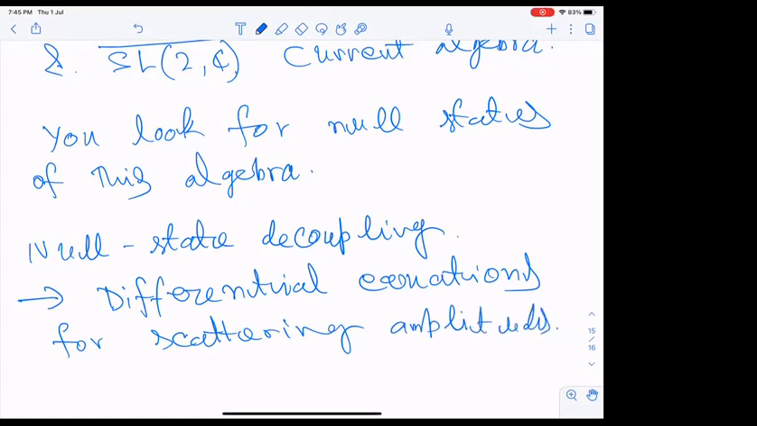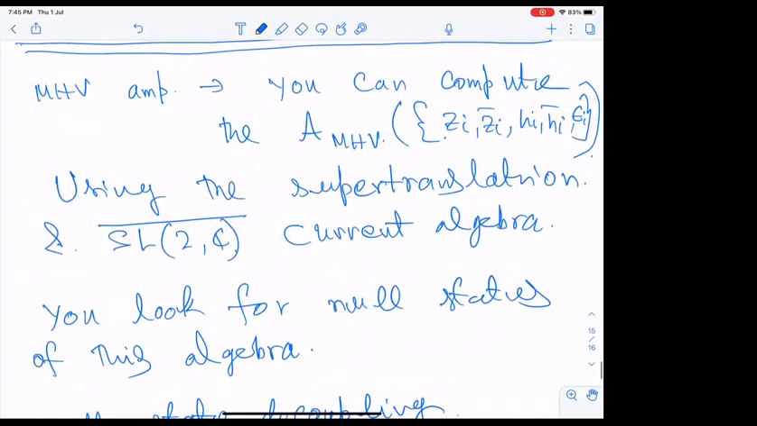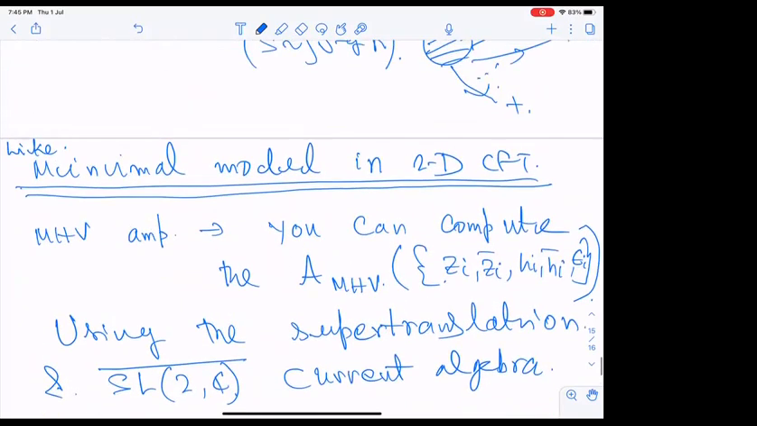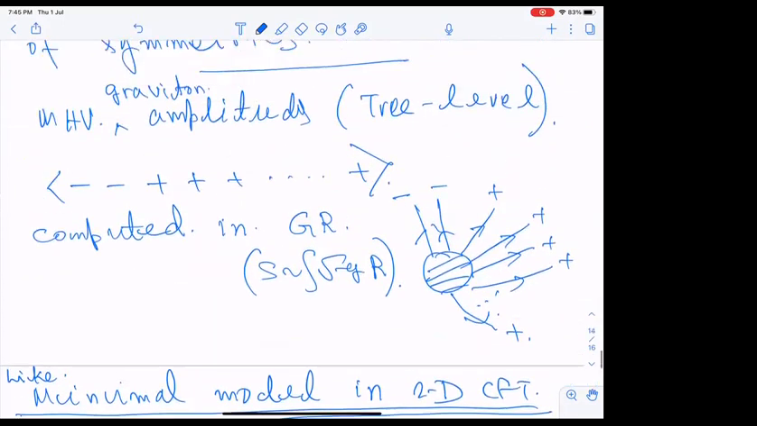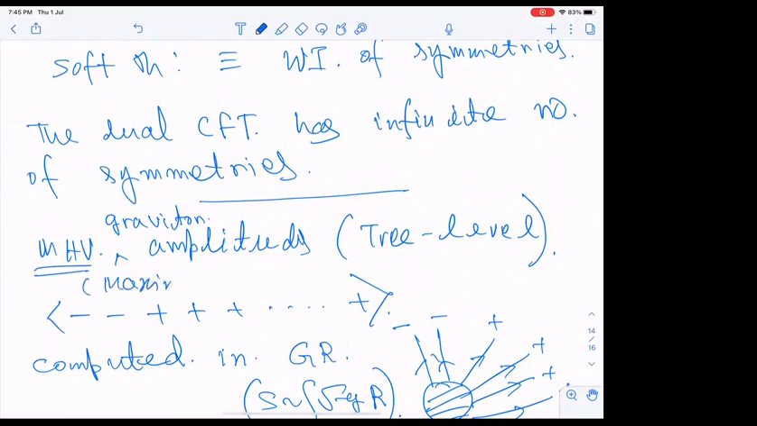Okay. And then you can solve them to find out the scattering amplitude. And that is essentially the way. But to this date actually, this thing applies only to this particular class of amplitudes, which are called MHV. So MHV actually stands for maximal helicity violating.